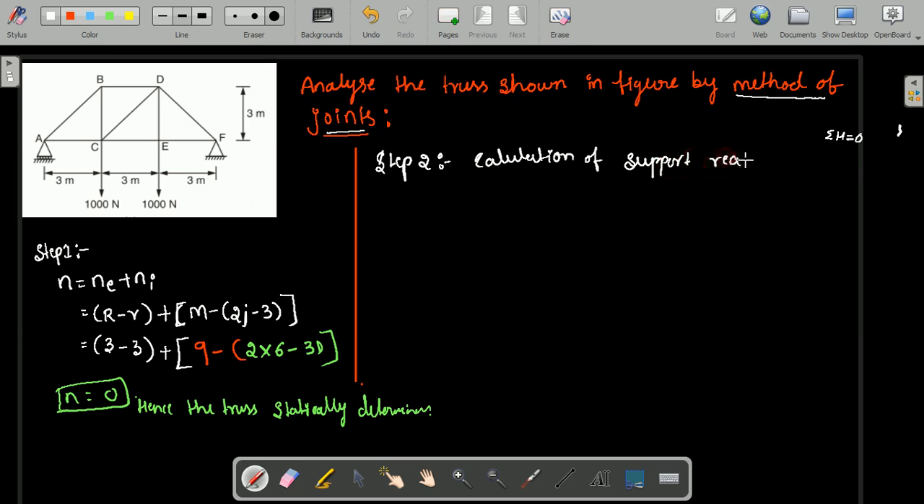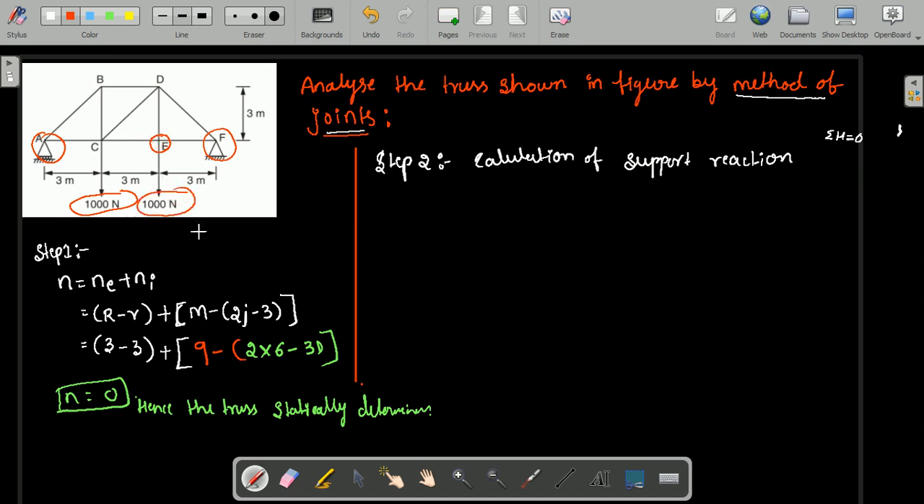So you just observe here, we are having only two supports. One support is provided at point A and another support is provided at point F. And you just observe what are all the different forces acting on the truss, that is at the joints. On the members we are not having any force. At the joint C we are having 1000 Newton, at the joint E we are having 1000 Newton.